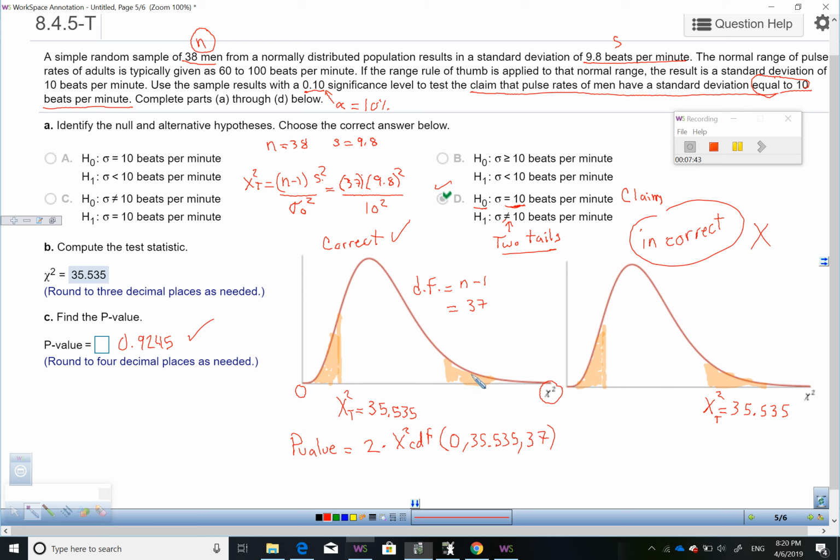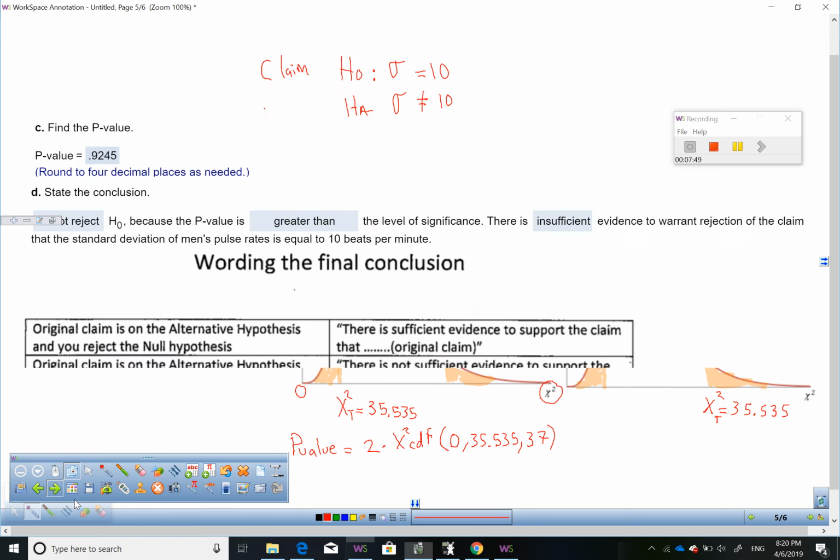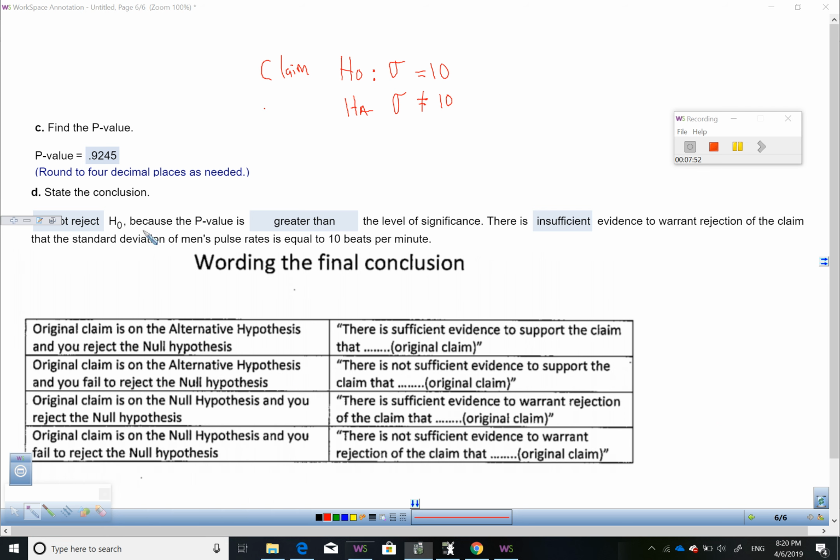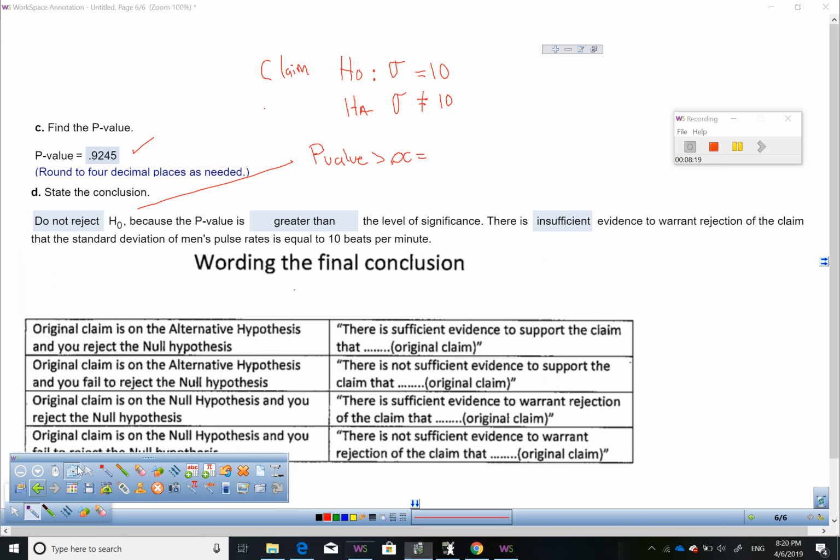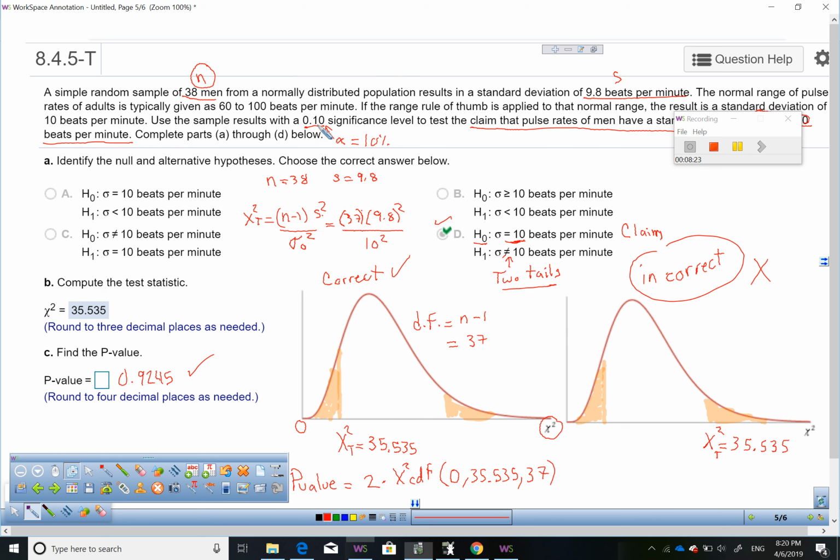The next part of the problem. Once you find the p-value, which is this number right here, you gotta state the conclusion. The conclusion is, do not reject the null hypothesis. Remember, guys, when the p-value is greater than alpha, which is the significance level, in this case alpha is 0.10, right, 10%.